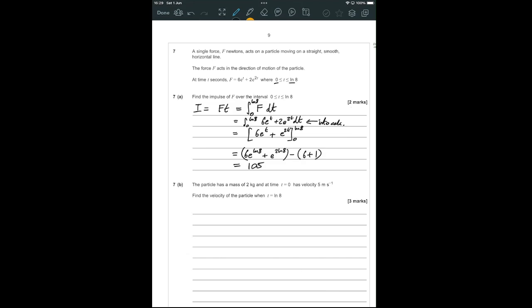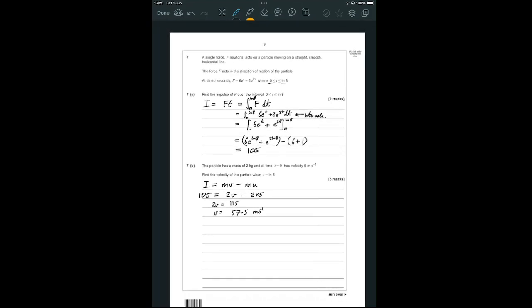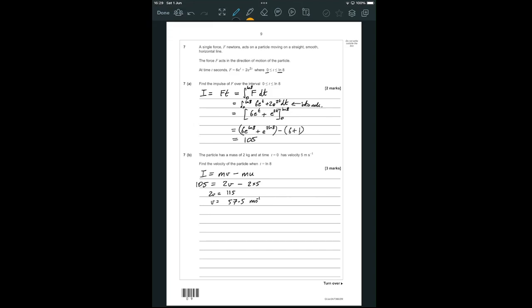Part B. The particle has a mass of 2, and it's at the beginning 5 meters per second. So this is using the other formula for impulse, which is the change in momentum. So we've already worked out our impulse as 105. We don't know the final velocity, but we do know the initial velocity. So this is a nice simple solve. And v is going to be 57.5 meters per second.